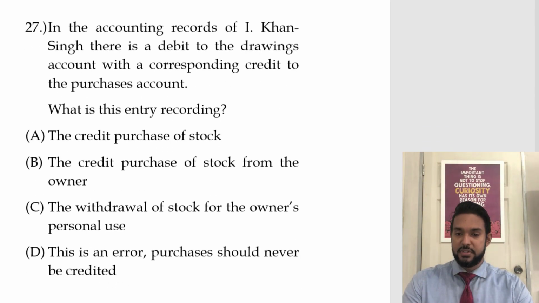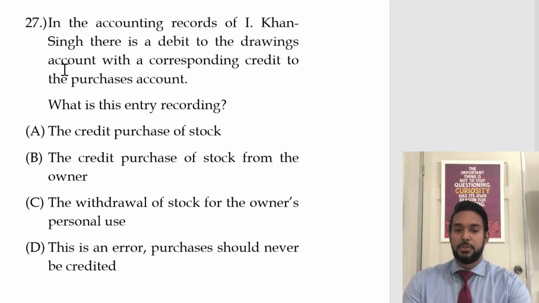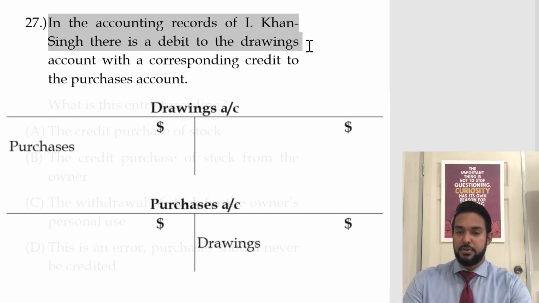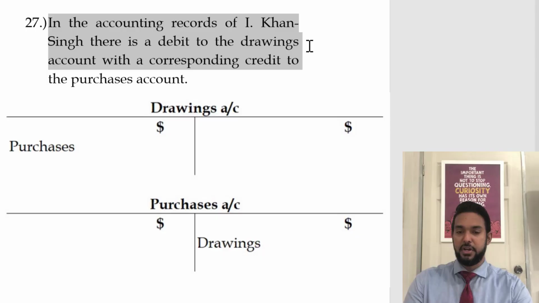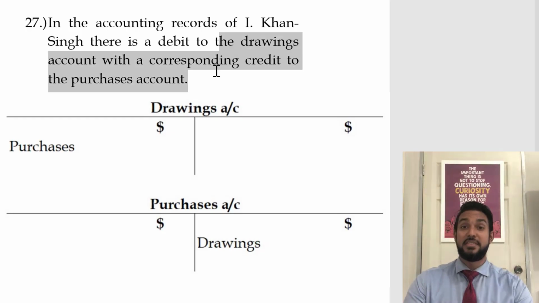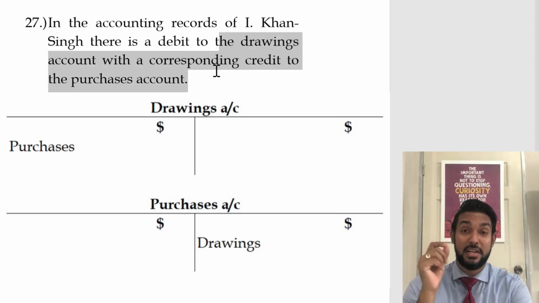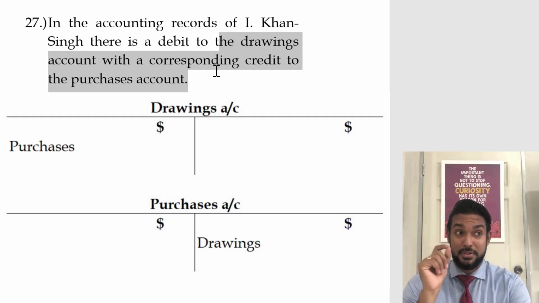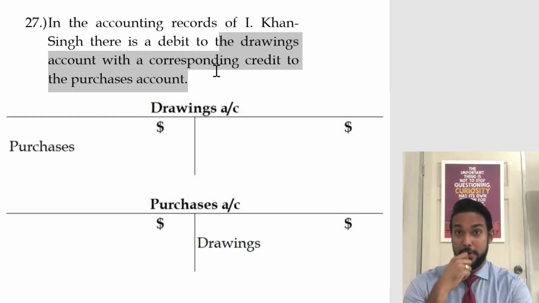So this double entry stuff is kind of interesting. It says here, in the accounting records of I Can Sing, there is a debit to the drawings account with a corresponding credit to the purchases account. What is this entry recording? This is a lovely one. This ties up even Form 6s, because a lot of times I think certain things are glossed over when we revise. We don't pay attention to specific things unless our teacher drills it into our head.